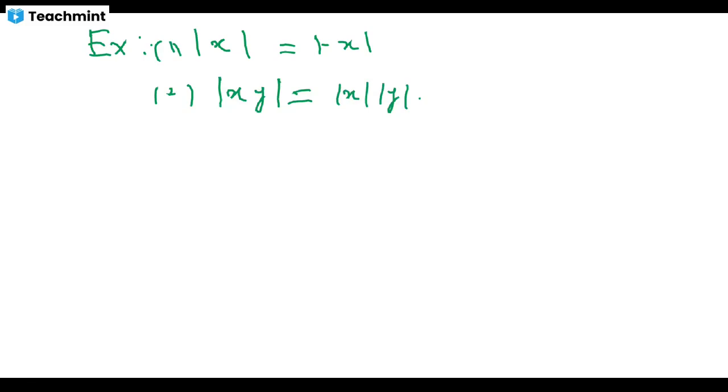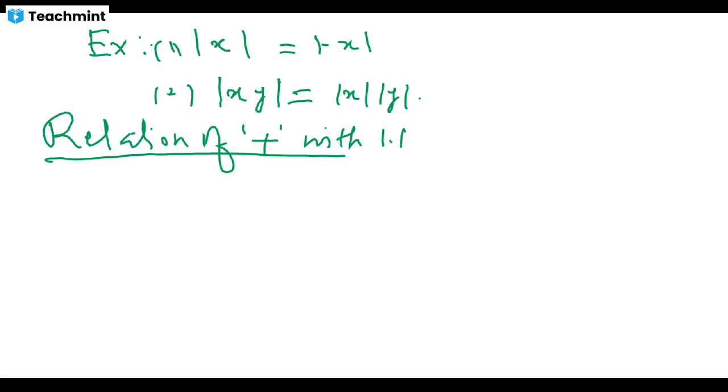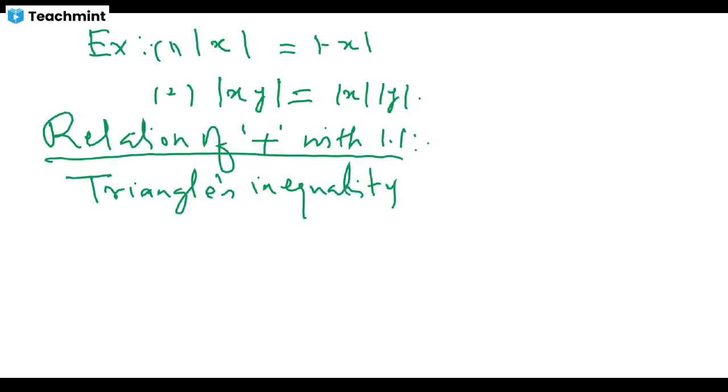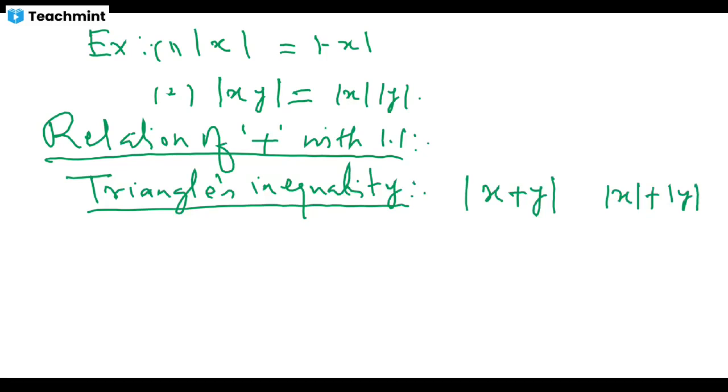Now we look at the relation of another binary operation, addition, with this modulus function. This relation is described by an inequality commonly known as the triangle inequality. The triangle inequality states that when you have two real numbers and you take the modulus of their sum, it is less than or equal to the sum of the moduli of x and y.